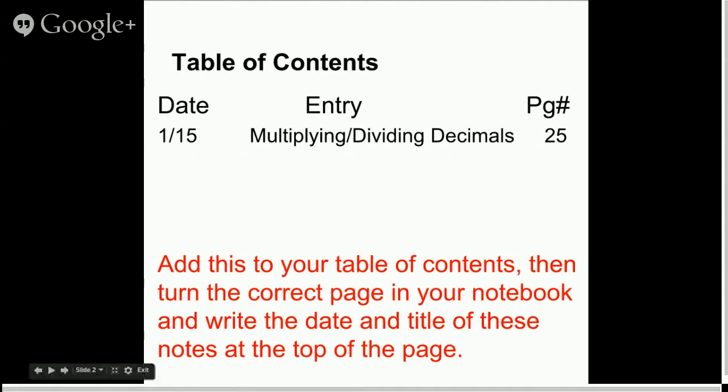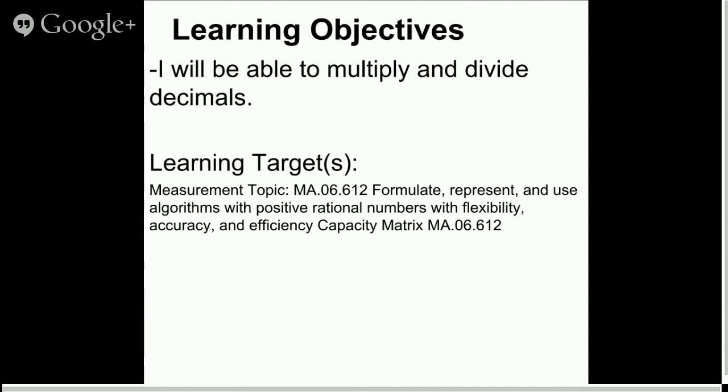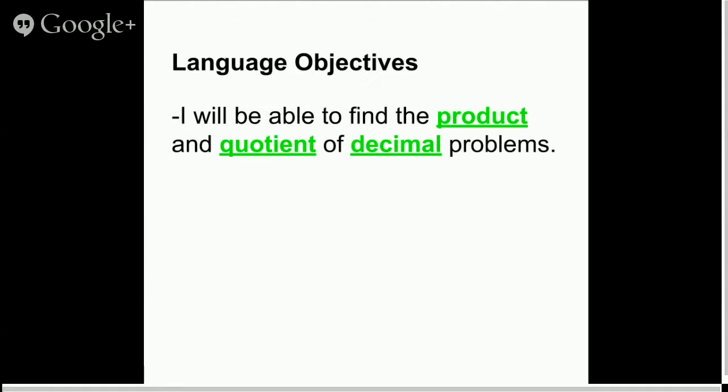First things first, add it to your table of contents. Make sure the date and page number are correct in your notebook. Go ahead and pause it. All right. I will be able to learn how to multiply and divide decimals. I will be able to find the product, that's multiplication problems, and quotient, that's division problems, of decimal problems.